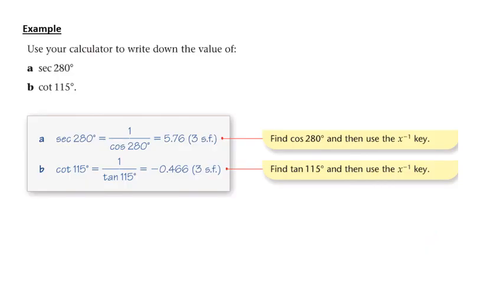So here are some more examples from your booklet. To work out sec of 280, you'd have to know that sec is the reciprocal of cos. So on the calculator you could type it in as 1 over cos of 280. And then cot is the reciprocal of tan. So cot of 115 is 1 over tan of 115. It says that you can use the reciprocal key on the calculator. I don't tend to use that. I just tend to type in the fraction with a 1 on the top. But you could use the reciprocal button if you wanted to.